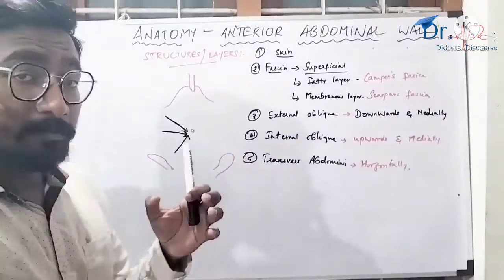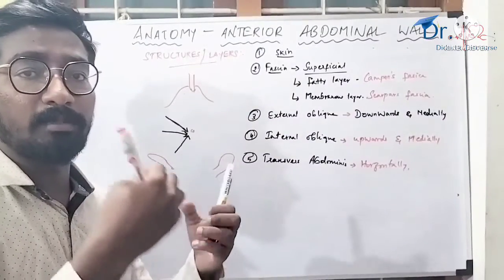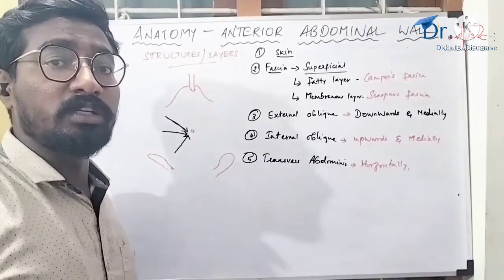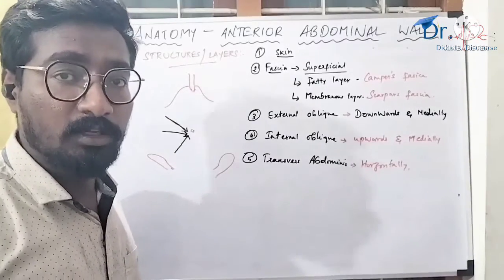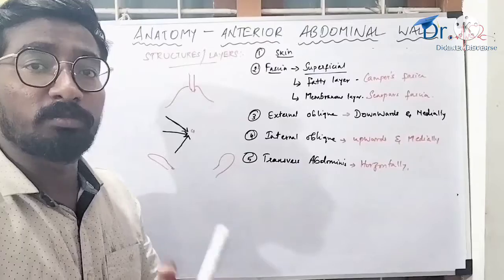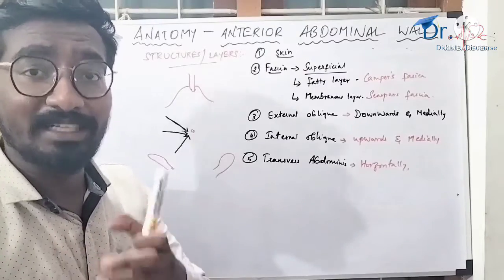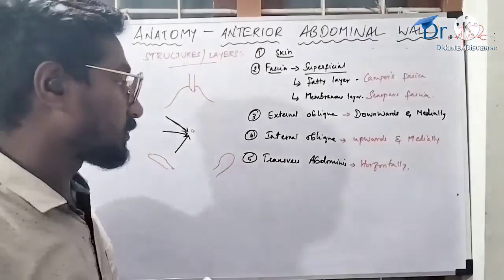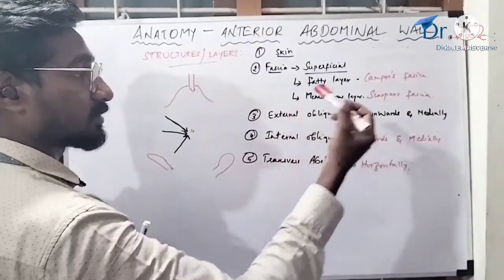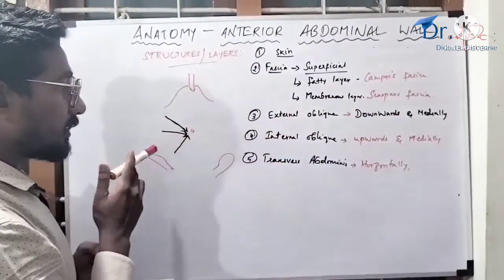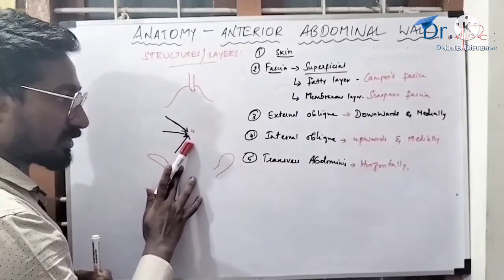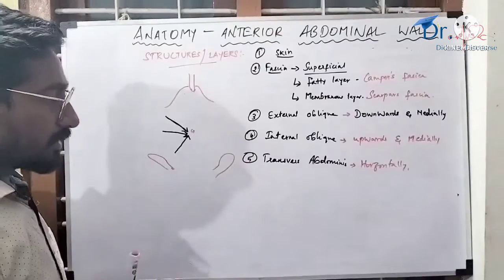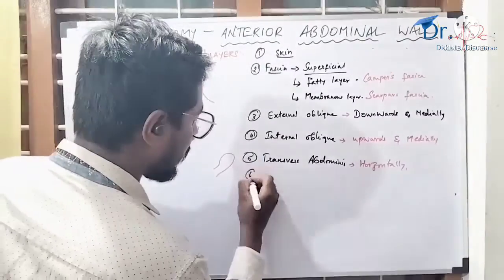The reason these muscles are arranged in this manner is because we have the organs. In order to provide more protection to the organs, and to prevent hernia, the muscles are arranged so that they provide more protection. So the external oblique muscle runs downwards and medially, the internal oblique runs upwards and medially, and the transverse abdominis runs horizontally. Alright, and then comes the transversalis fascia.